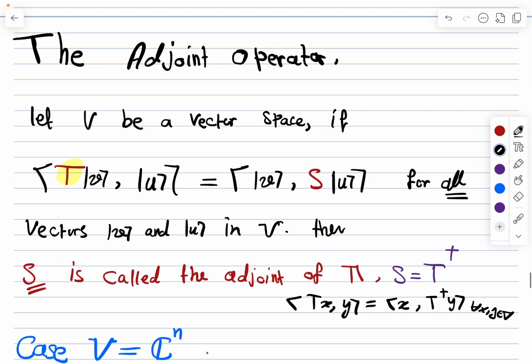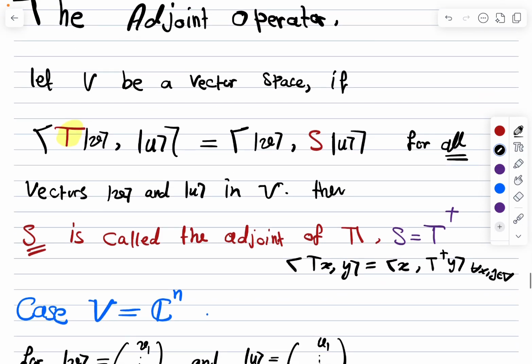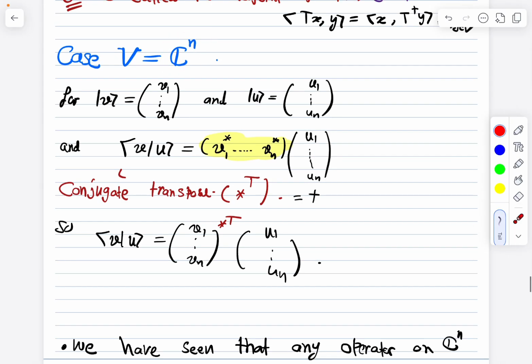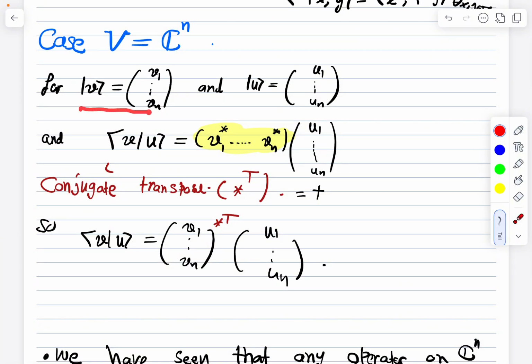I know at first glance it seems like a vague definition, but we will see some cases which will make it clear. Now we consider the special case of V to be Cn, so it's a finite dimensional space, and we know that any vector can be represented as a column vector of n components, and this is U, also a column vector of n components.